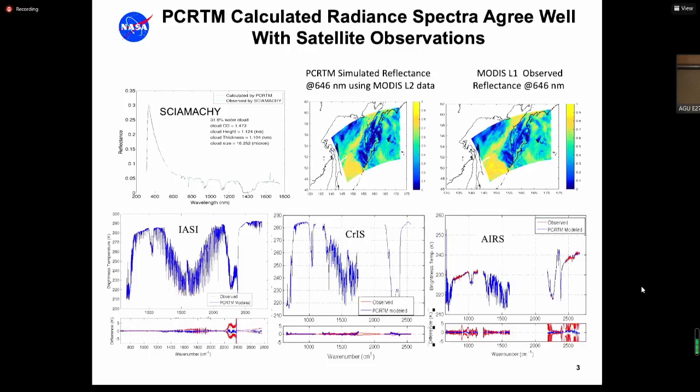You can see again, they agree with each other pretty well. The lower three panels are for the thermal infrared hyperspectral data. For Yazi, Chris, and AIRS, the difference between the PCRTM simulated and the observed hyperspectral data are shown on the bottom panels. You can see they agree with each other to the noise level. The red curves are the noise. You can see the agreements are pretty good.